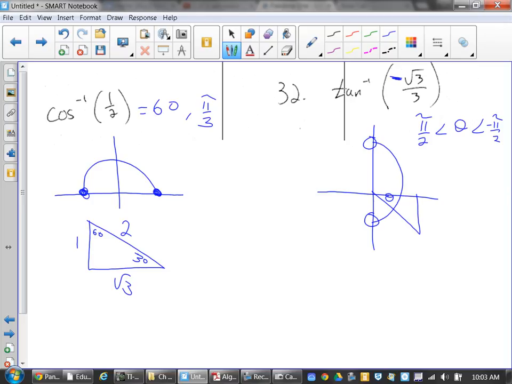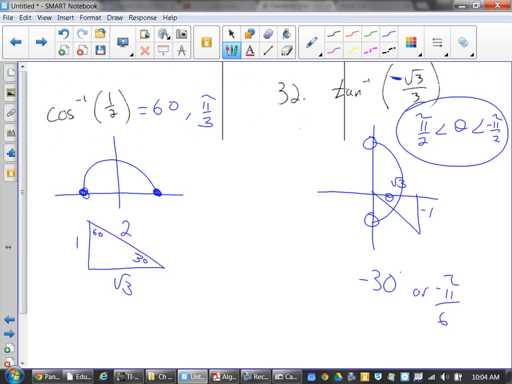So, being root 3 over 3, wouldn't that be 30 degrees? Yeah. Negative 30 degrees, because then this becomes negative 1, and this is my root 3. That's how I'm able to get the negative root 3 over 3. So, for tangent to be negative, between pi over 2 and negative pi over 2, your answer would be negative 30 degrees, or negative pi over 6. Because that is not within this parameter.